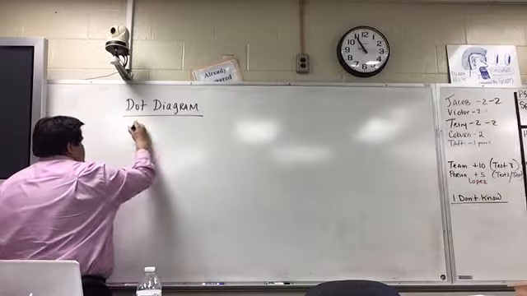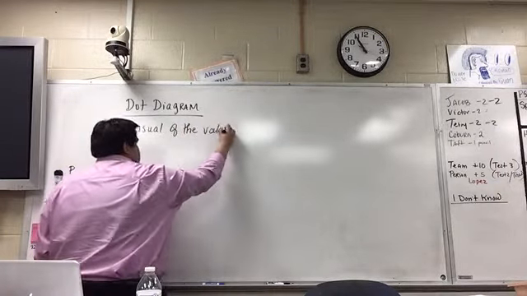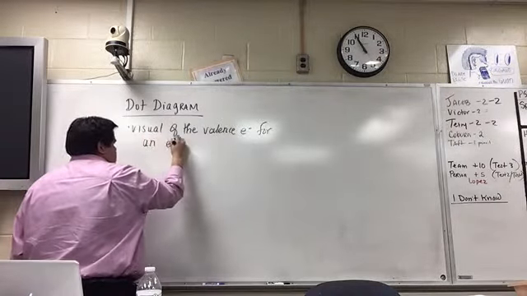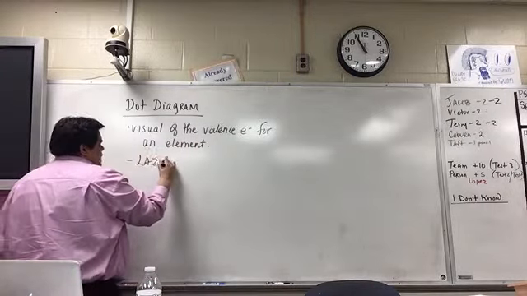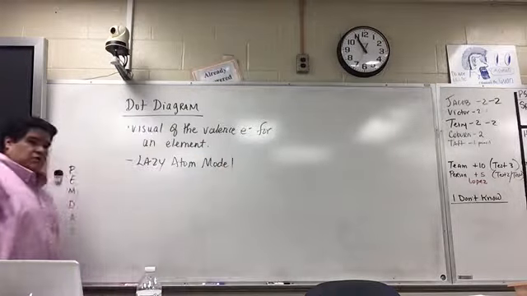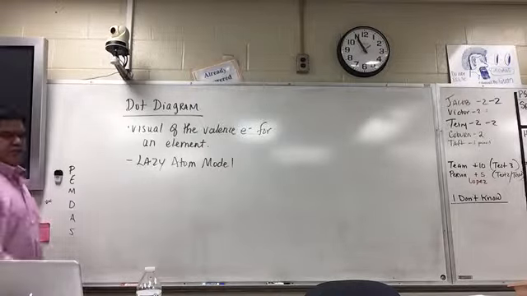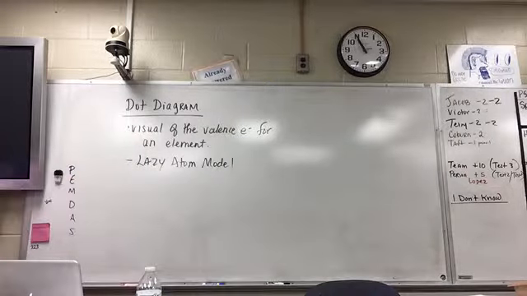So a dot diagram is a visual of the valence electrons for an element. It is what I call a lazy atom model. So now we can do an atom model, and just to review that, for example, let's go to sulfur. Once you have written that down, find sulfur on your periodic tables, which means for most of you, you need to take out your periodic tables.